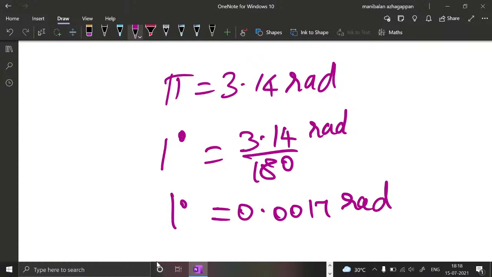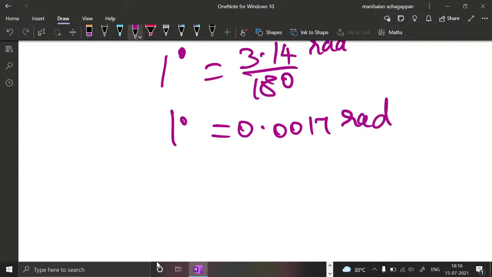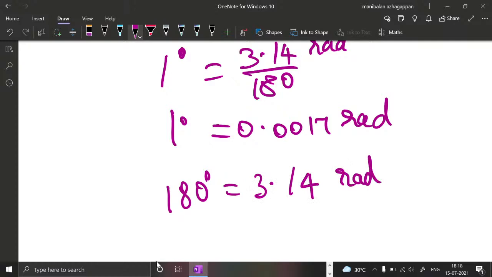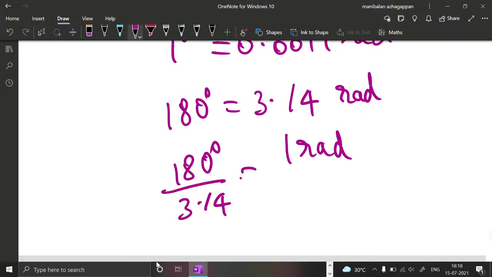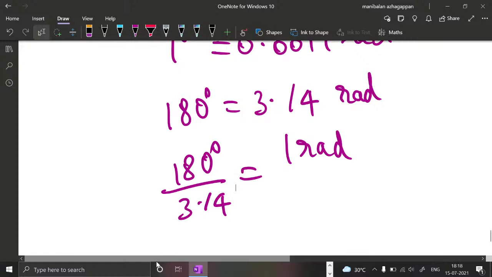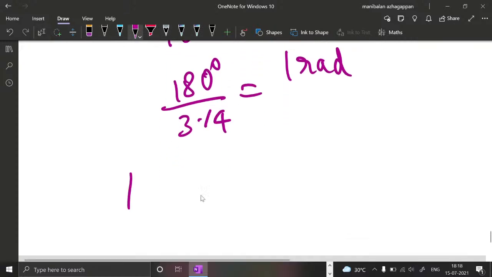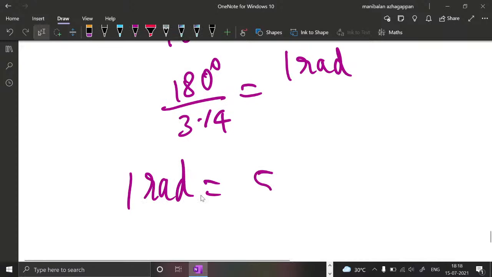Okay, so don't do the problem in degree. We'll always do the problem in radian. Okay, again if you want the conversion from radian to degree, you should do the opposite way: 180 degree is 3.14 radian, pi is 3.14 radian. So 1 radian is equal to 180 degree divided by 3.14. That much degree we will get. Approximately we will get 1 radian is equal to 57 degree and something.